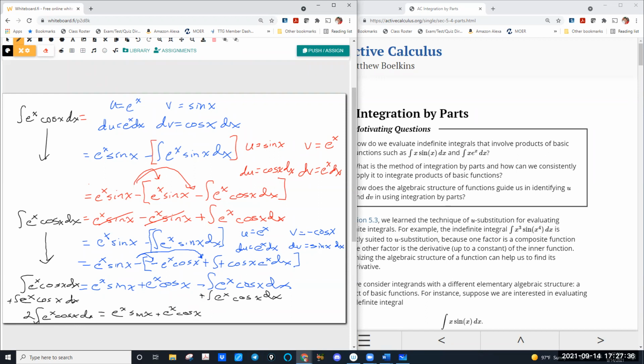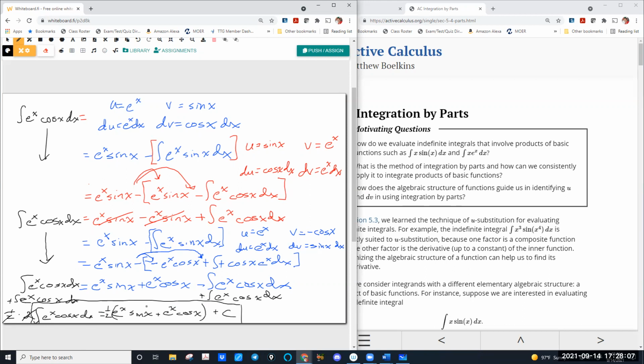Now, notice there's no integral sign left over here. We have something we can solve. I'm going to multiply both sides by a 1/2. Those cancel. And now I've got my answer. Put on a plus c because it's an indefinite integral. But we have actually solved for the antiderivative of e to the x cosine x dx.